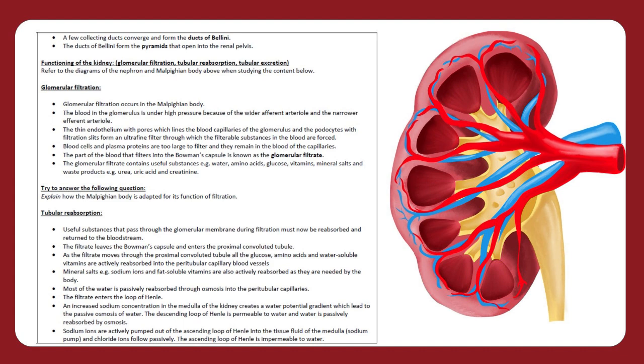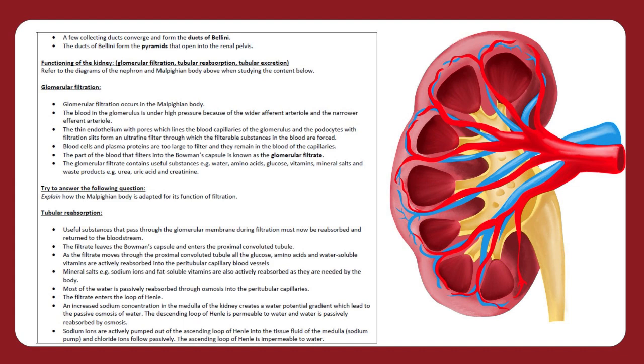As the filtrate moves through the proximal convoluted tubule, all the glucose, amino acids and water-soluble vitamins are actively reabsorbed into the peritubular capillary blood vessels. Mineral salts, e.g. sodium ions and fat-soluble vitamins, are also actively reabsorbed as they are needed by the body. Most of the water is passively reabsorbed through osmosis into the peritubular capillaries.